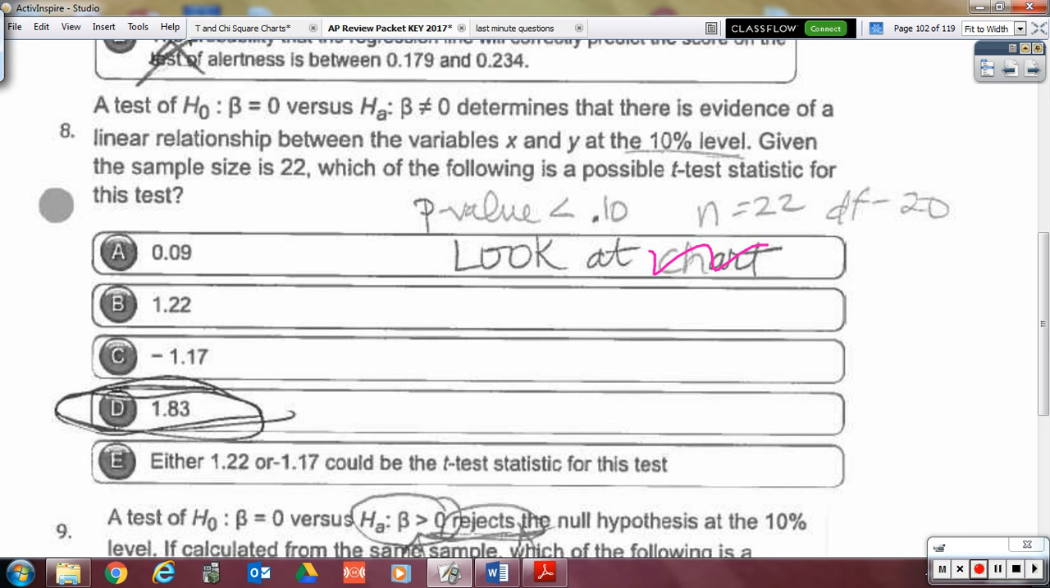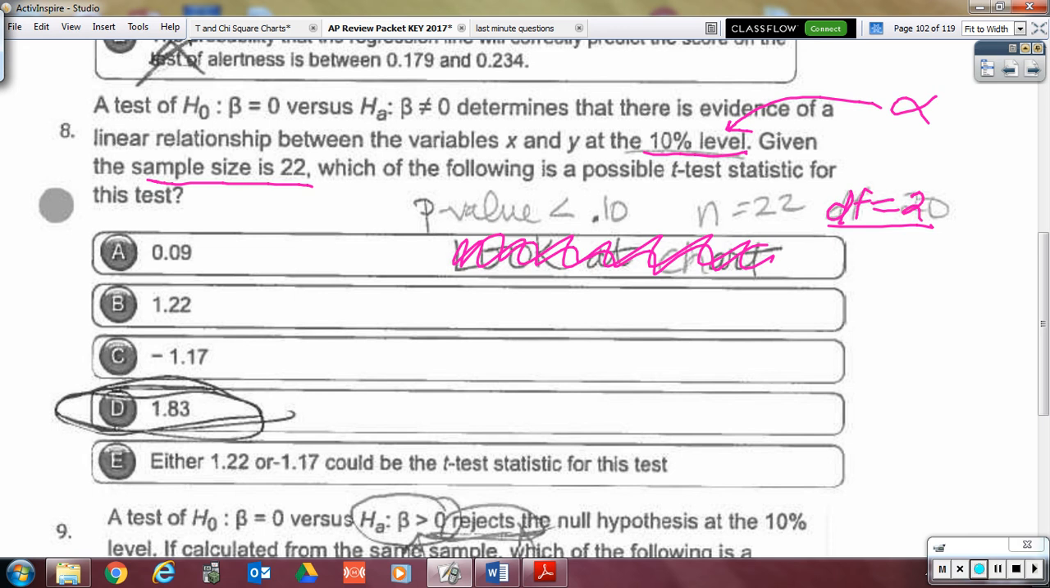This one you actually don't need to look, we don't use that chart on this one because it's just a t-score. So let's take a look. Here we have a slope relationship, and where we have the variables x and y at the 10% level. So there's my alpha. Okay, so my alpha is 0.10. Sample size is 22. Sample size being 22 means my degrees of freedom equals 20. So my degrees of freedom is 20.